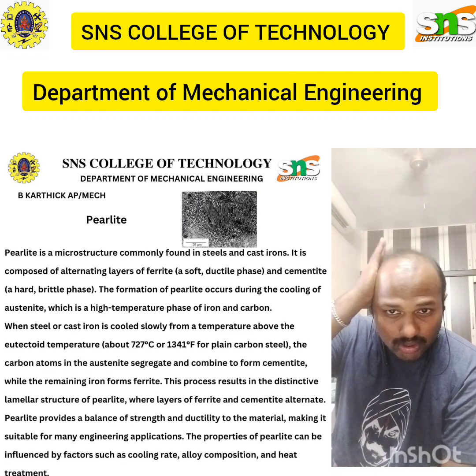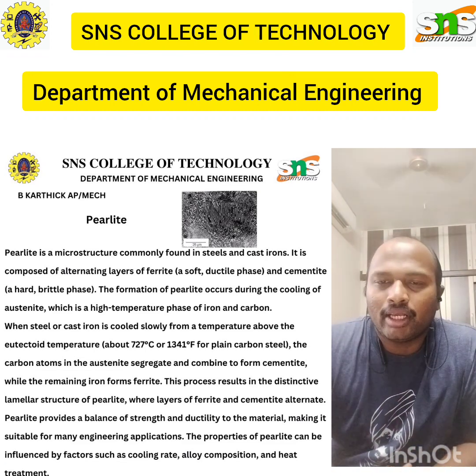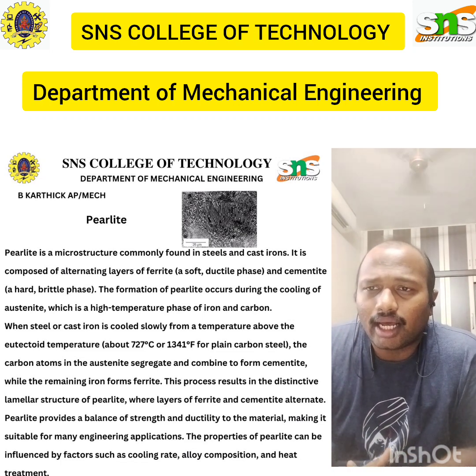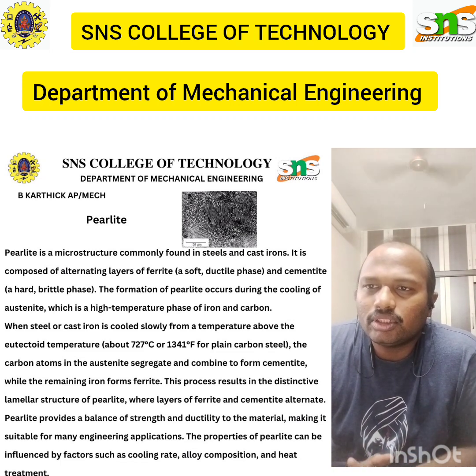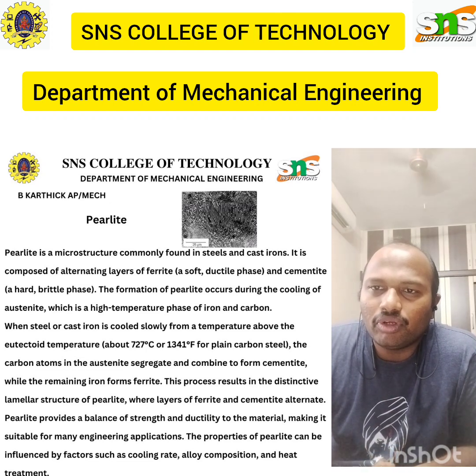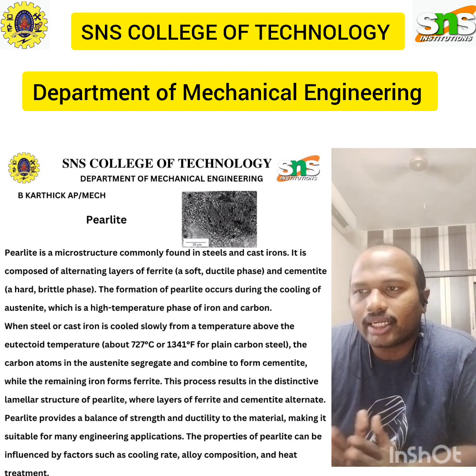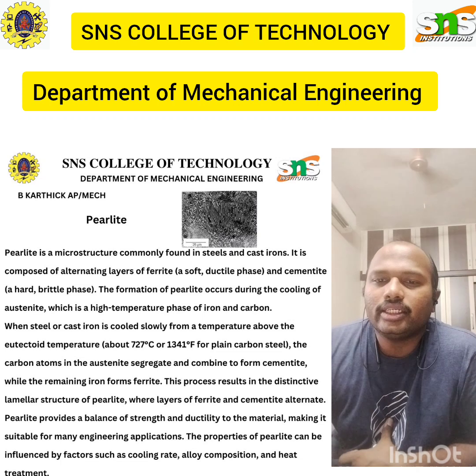As I already said, this occurs in both. This microstructure is formed both in cast iron and steel. So the property of this pearlite can be influenced by many factors. The factors namely cooling rate, alloy composition, and heat treatment. So this pearlite has a combination of both strength and ductility for a material, so that it can be used in many industrial applications.